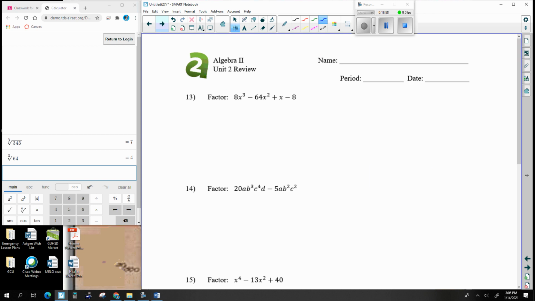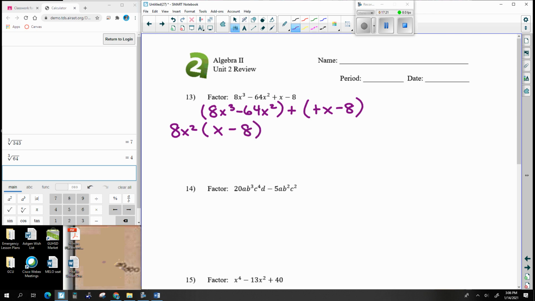This is grouping, no common numbers. So this is just straight up grouping. So I group up the 8x to the third with the negative 64x squared, and x with negative 8. So out of this first one, I'm able to take an 8x squared, which leaves an x minus 8.